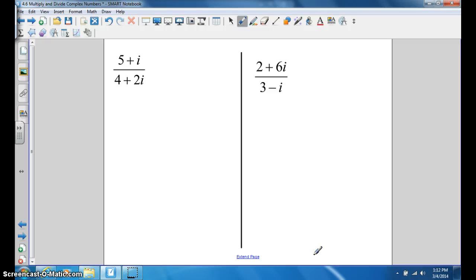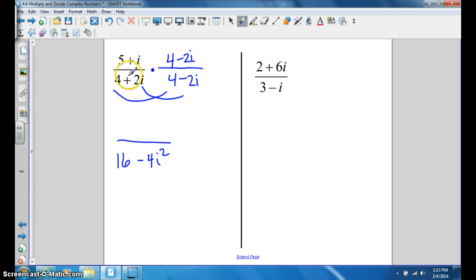In our last two examples, once again, we have to multiply by the conjugate. So we have 4 minus 2i over 4 minus 2i. On the bottom, we are multiplying first terms and last terms. On the top, we actually have to FOIL or distribute those. So let's take care of the bottom first. We have 16 minus 4i squared. And on the top, we have to FOIL distribute those.